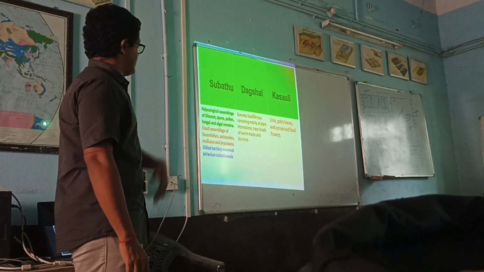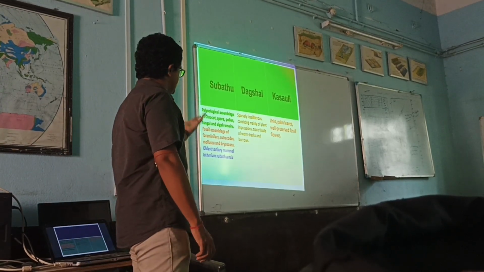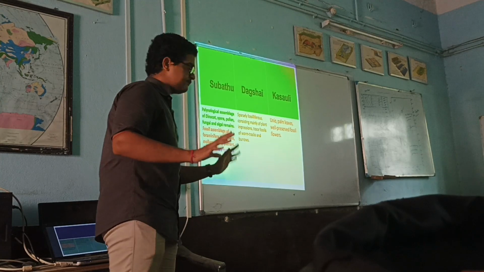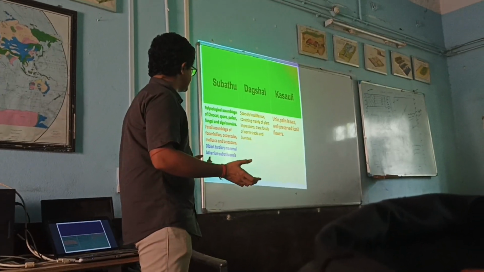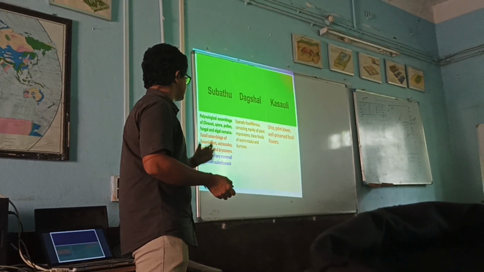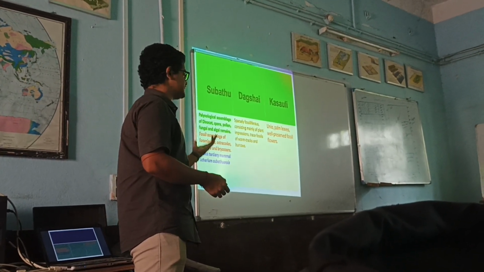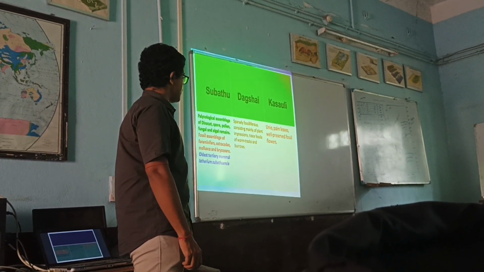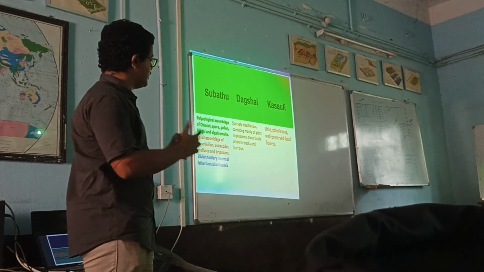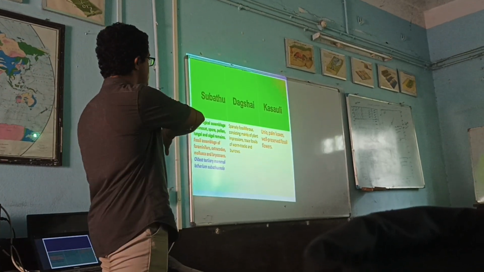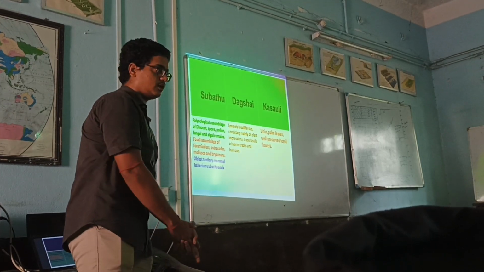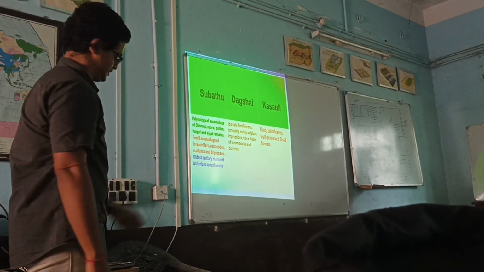formation. But unlike the Subathu, the Dagshai is only partially fossiliferous. There are no fossils at all, or a very slight amount of fossils consisting mainly of plant impressions, trace fossils of worms, bats and birds. In Kasauli we find insects, palm leaves and well preserved fossil flowers. So we can see how the fossil assemblage is changing over the three formations.